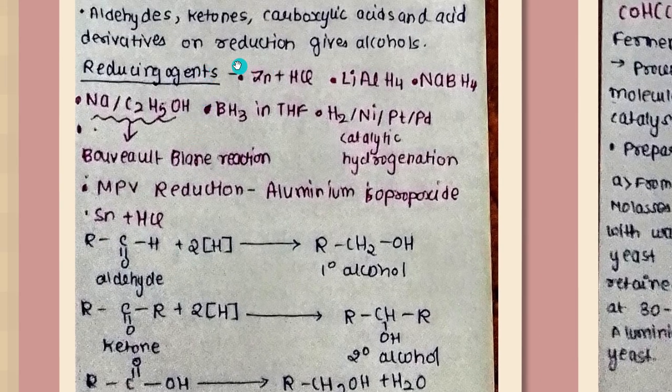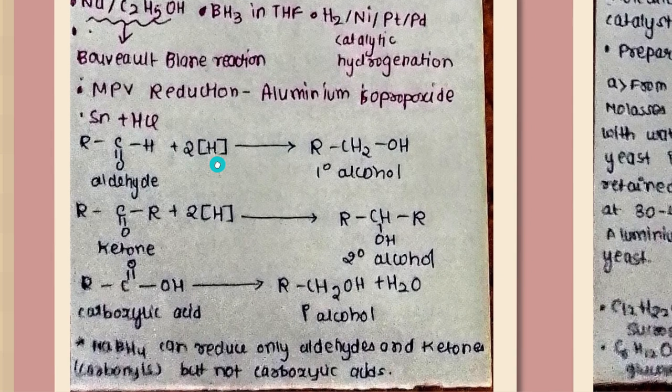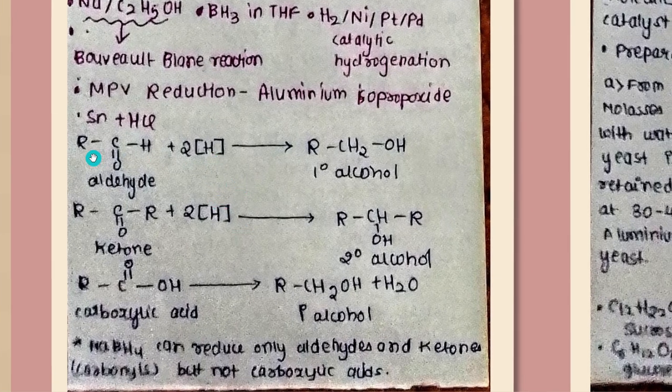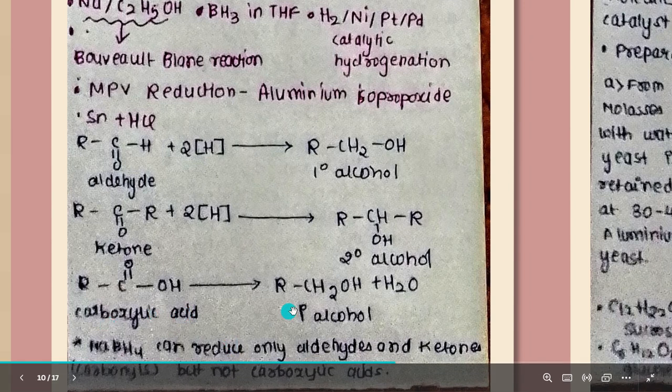Now what does this reduction mean first of all? Reduction either means removal of oxygen or addition of hydrogen, right? So here we want it in terms of hydrogen, that is addition of hydrogen. So if I reduce aldehyde using 2 moles of hydrogen atoms, I will get primary alcohols. If I reduce ketones, then I will get secondary alcohols, and if I reduce carboxylic acid, I will get again primary alcohol with H2O.